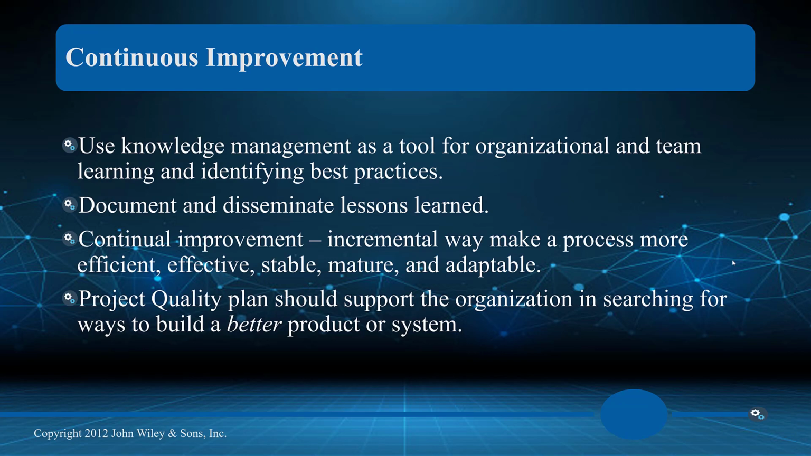strive for improvement, okay? The project quality plan should support the organization in searching for ways to build a better product or system, whether it be building the current system better, or starting out to build a whole new system that would be even exponentially better than just improving the existing system. But again, the more data and knowledge we have to do that, the better off we are.